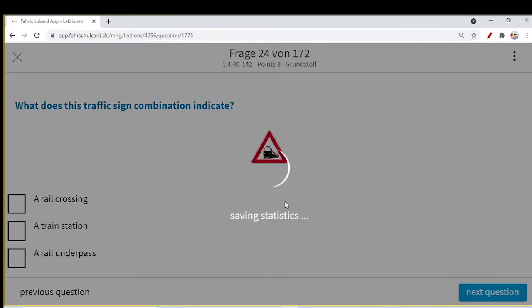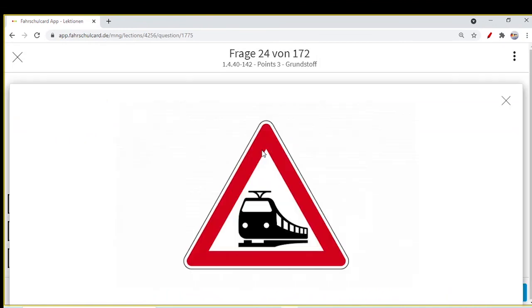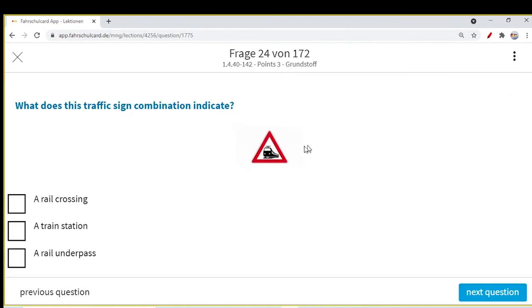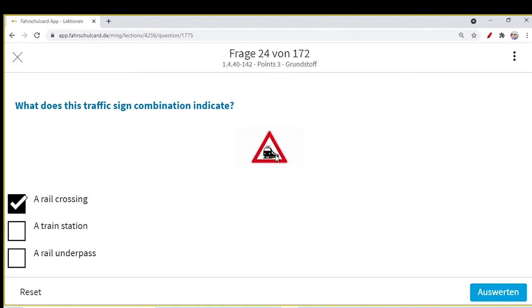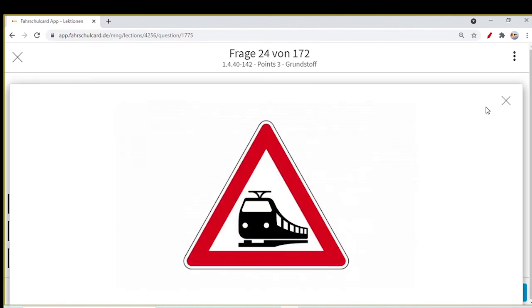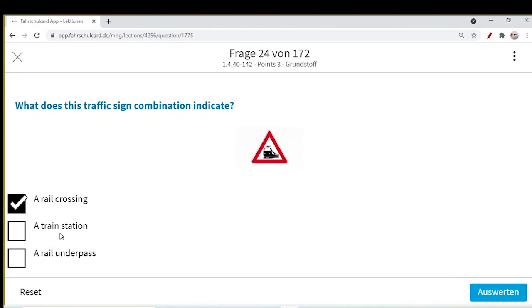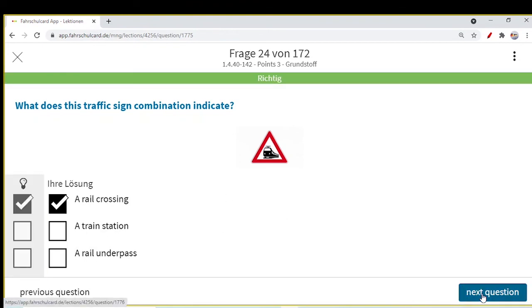The next question is, what does this traffic sign combination indicate? It clearly indicates a rail crossing for you. This we know. There's a rail crossing. There is no sign of a train station. It is only giving you a dangerous situation related to the rail crossing. No sign of a train station, no sign of an underpass or underground train. Otherwise there would be some extra signs to indicate that. There is no underground sign, and no sign of a train station. Only a rail crossing is the correct answer.